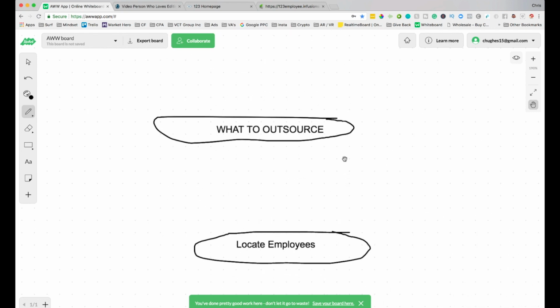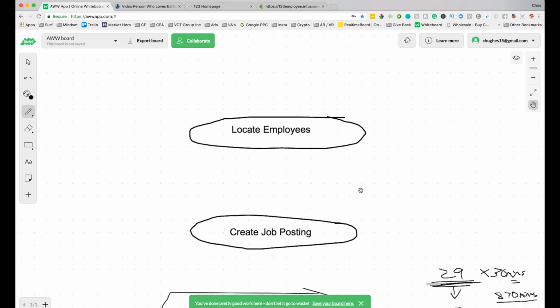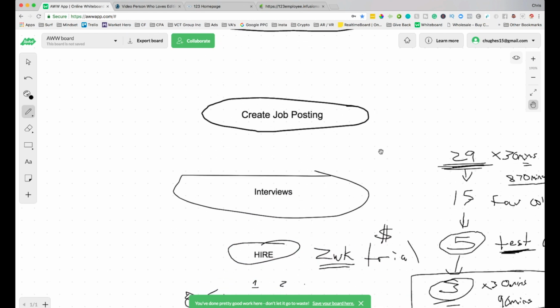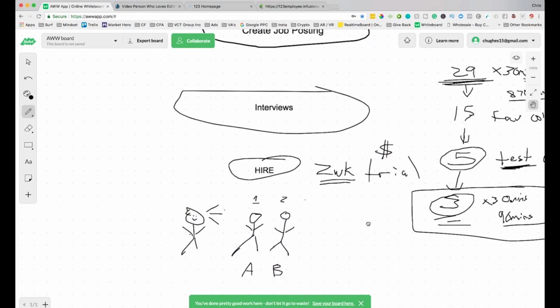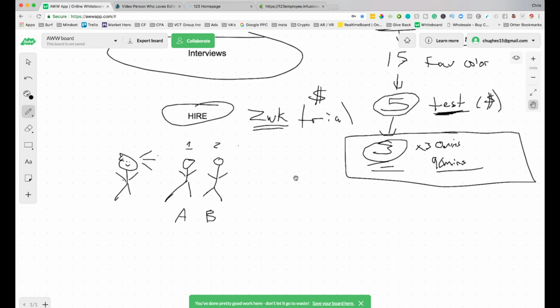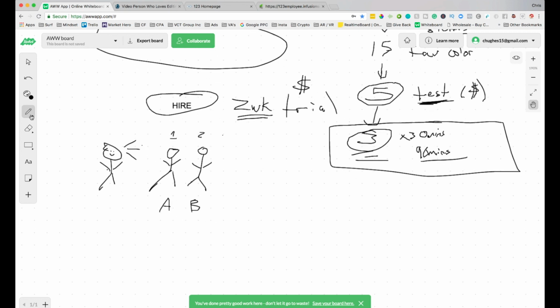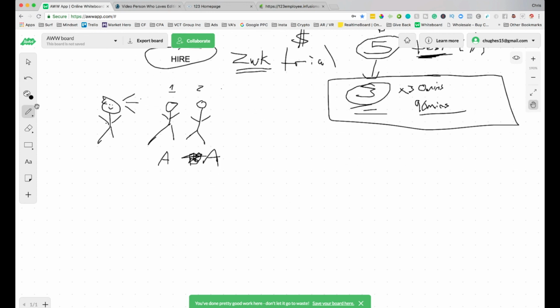This is really why you need to trust the process. Start off with what to outsource, locate the employees, which I mentioned, create the job postings, do the interviews, and then hire. During the 2 weeks, these people are going to really let you know who's awesome. And what's cool about this is if both of these people are great, let's say this isn't a B player, this is another A player, and you personally don't have work for them, guess what? Let's say this is your network. So you've got a bunch of people.